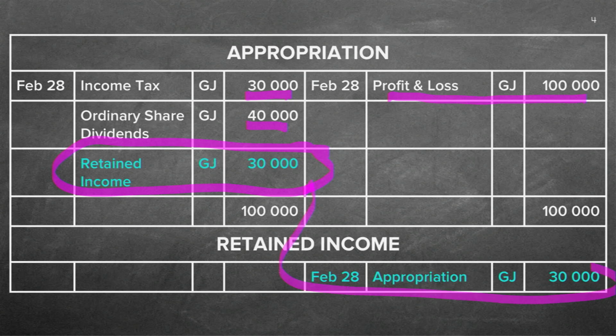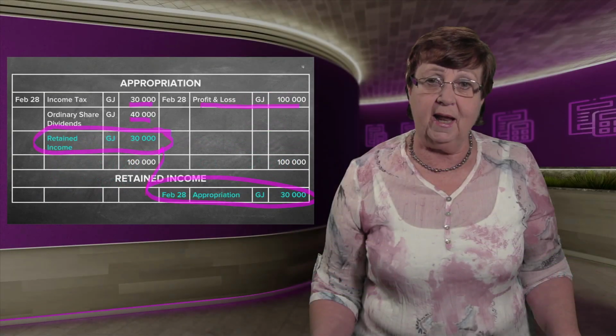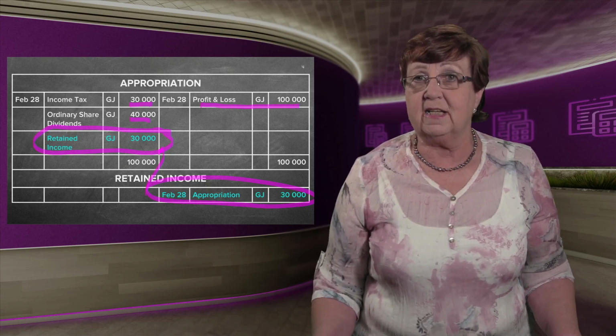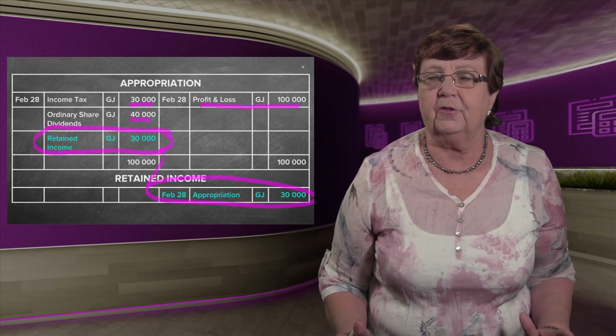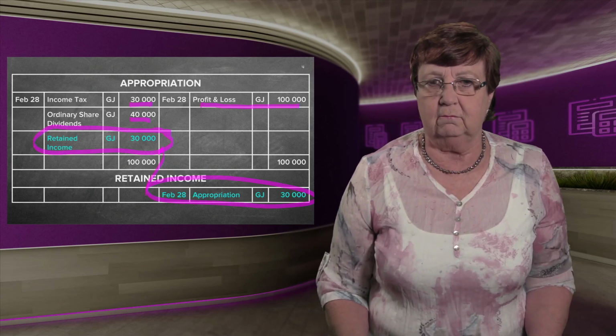Retained income forms part of the shareholders' equity. So for my double entry, I am going to credit the retained income account. As I said, this forms part of shareholders' equity and will be shown in the balance sheet as retained income. This income is kept for the entire year.